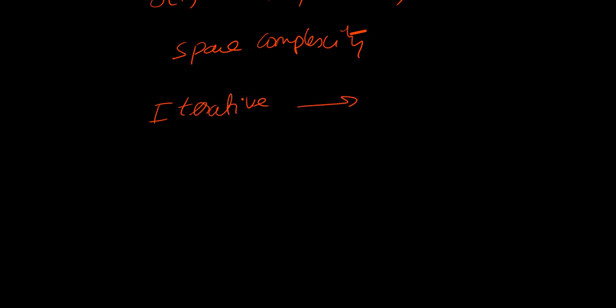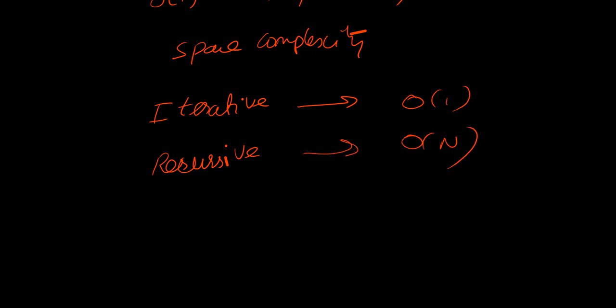Space complexity. In the case of space complexity, we can do it by the iterative method. The next one is recursive. Iterative is O(1), and recursive is O(n). We'll be seeing the code, how it is actually done.